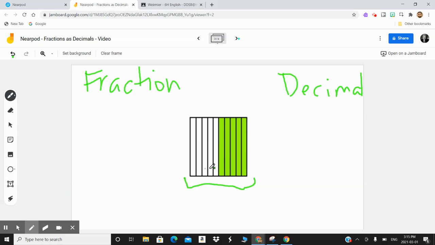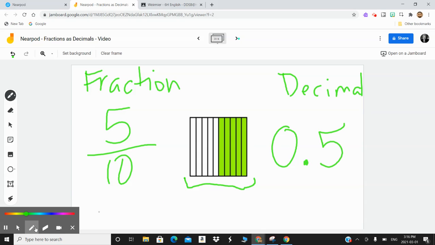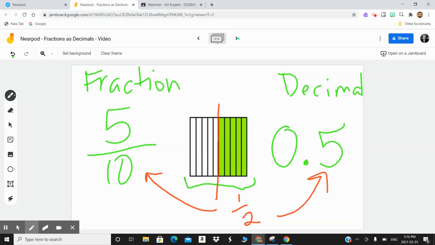We count it 1, 2, 3, 4, 5, 6, 7, 8, 9, 10. There are 10 total pieces. And I can see that 1, 2, 3, 4, 5 are shaded. So as a fraction, 5/10. As a decimal, no wholes, and 5/10. What's important to note here is we go back and think of equivalent fractions. If you look very carefully, you'll notice that 5/10 is the same as 1/2. So it's equivalent to both of these.